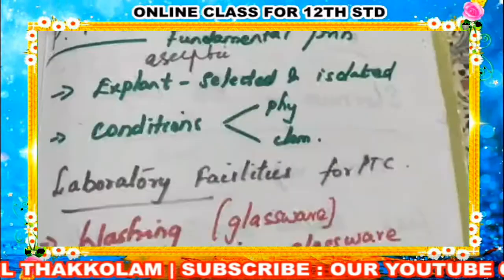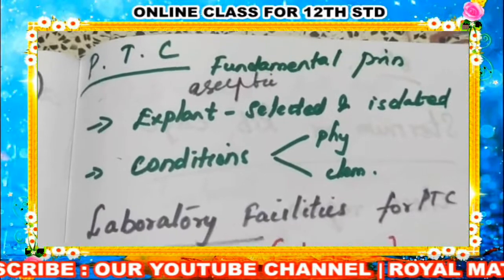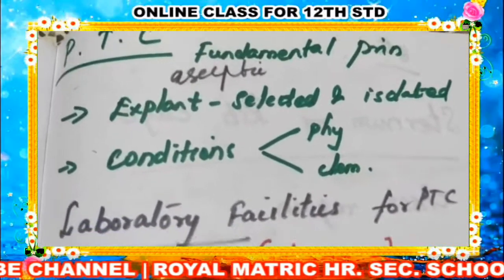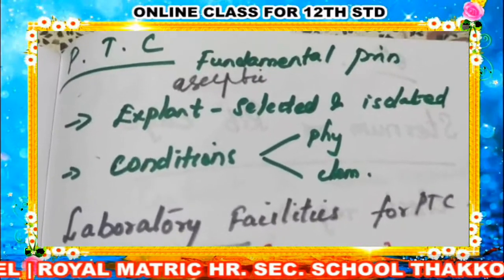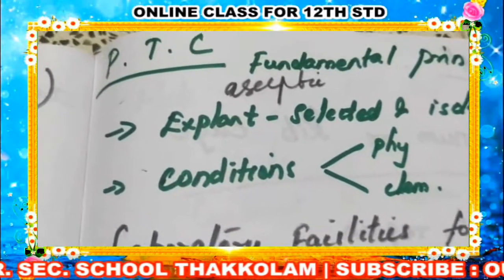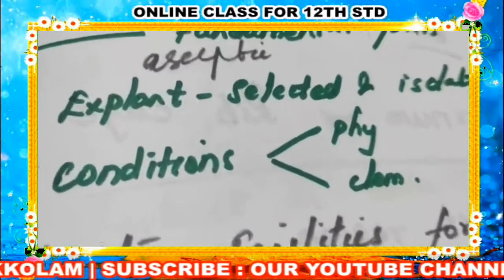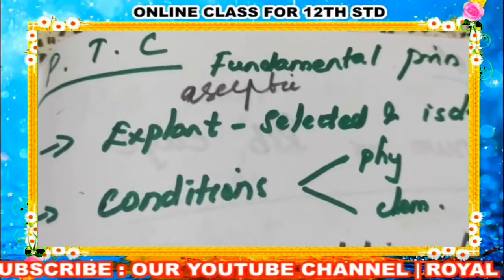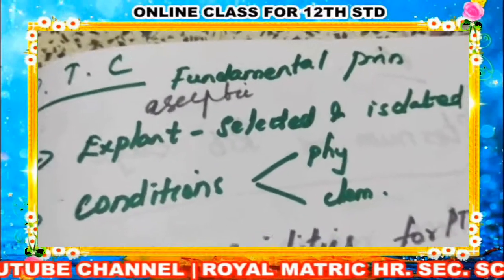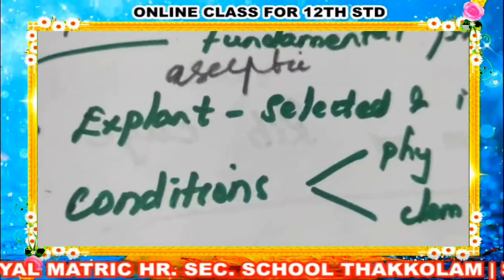Okay, now we are going to plant tissue culture, given as PTC. I have used the short form PTC. As a continuation of the last chapter, I am taking this lesson. There are fundamental principles behind plant tissue culture. It is grown in aseptic conditions. Aseptic means without any contamination, in a pure form, in a clean environment.